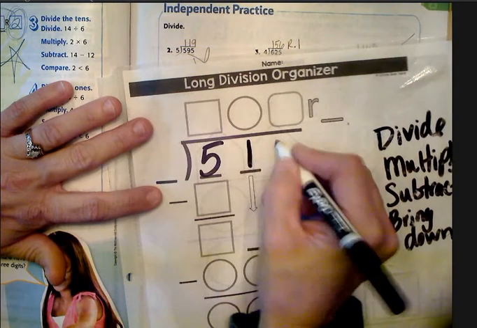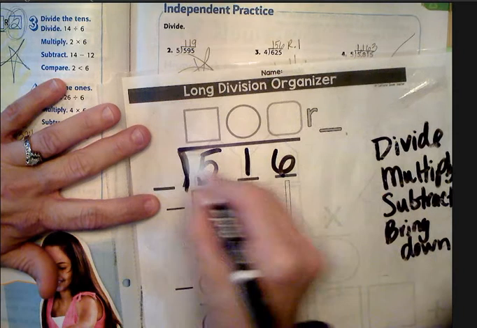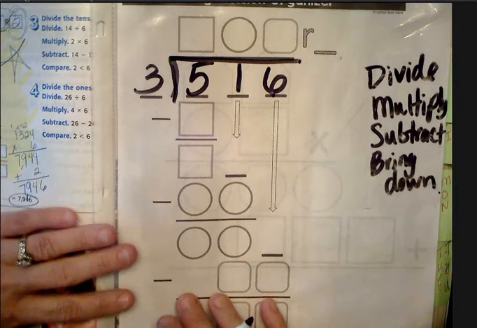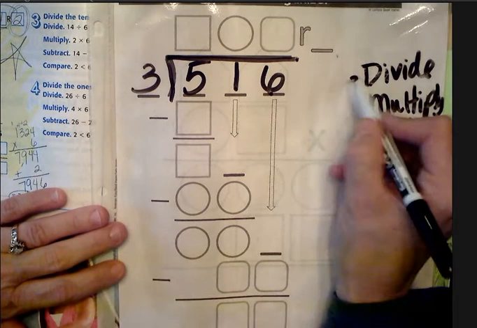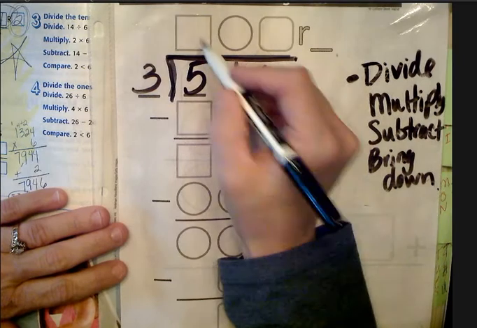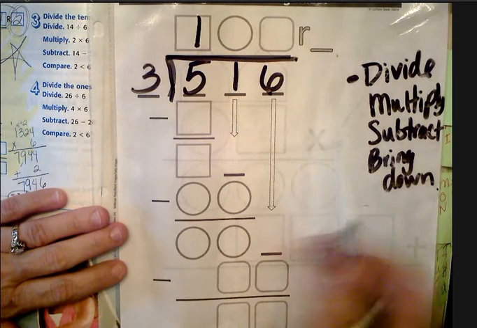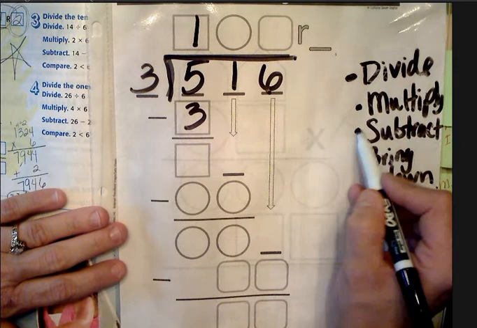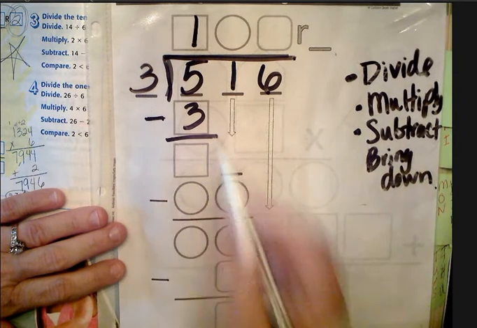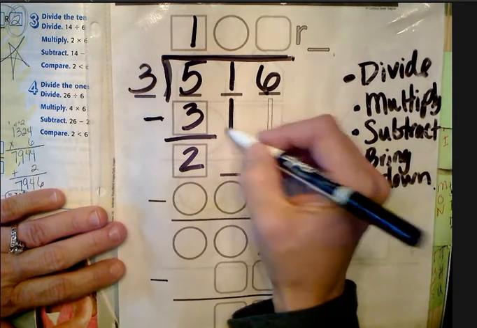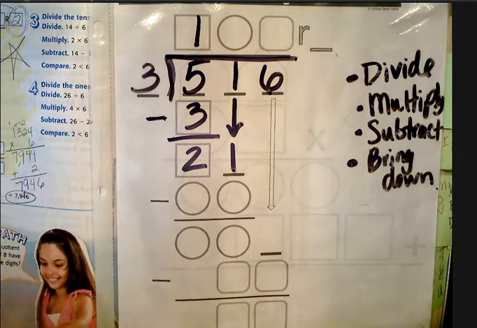516 divided by 3. We're back to 3 digits. Divide, multiply, subtract, and bring down. My first step is to divide. How many times does 3 go into 5? That's right, just once. Now I multiply. 1 times 3 is 3. Now I subtract. 5 minus 3 is 2. Now I bring down. Bring down that 1 to make it even with your previous answer.